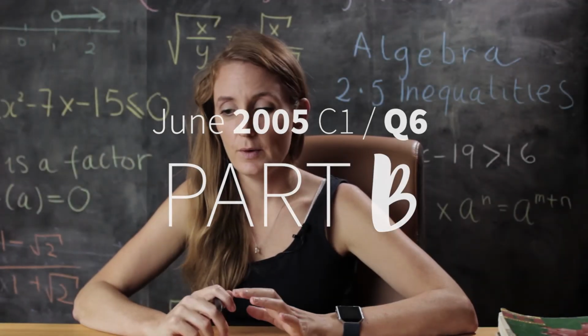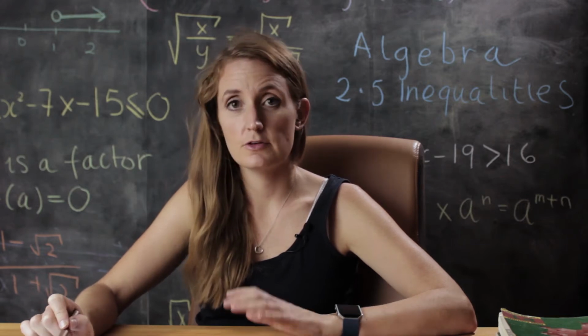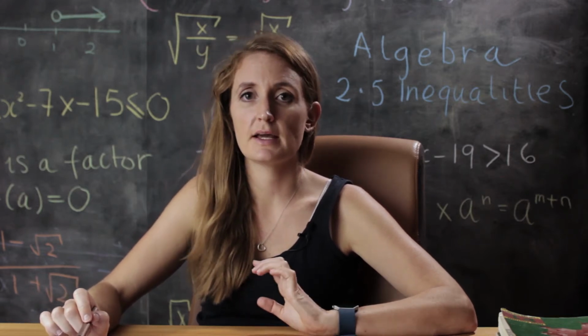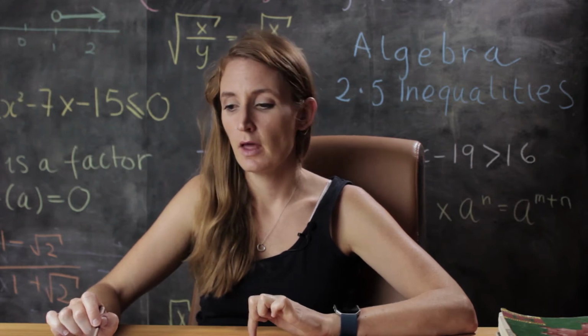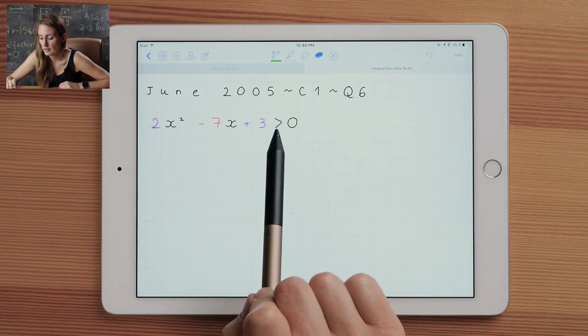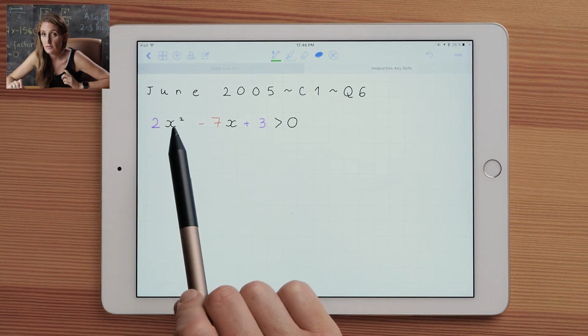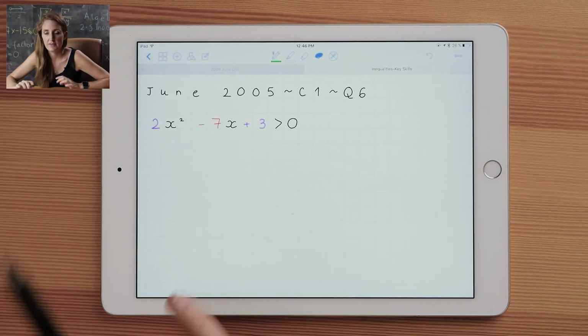Hi. Now we're going to do the June 2005 question from C1. If you're doing the new International A-Level, that would be like a C1-2 for you. Okay, so as we can see, we've got a quadratic inequality. That's an inequality with an x power 2. The first step for these is always to factorize.